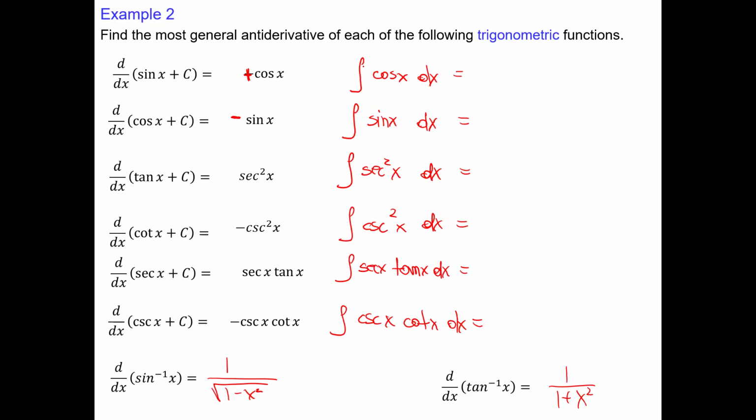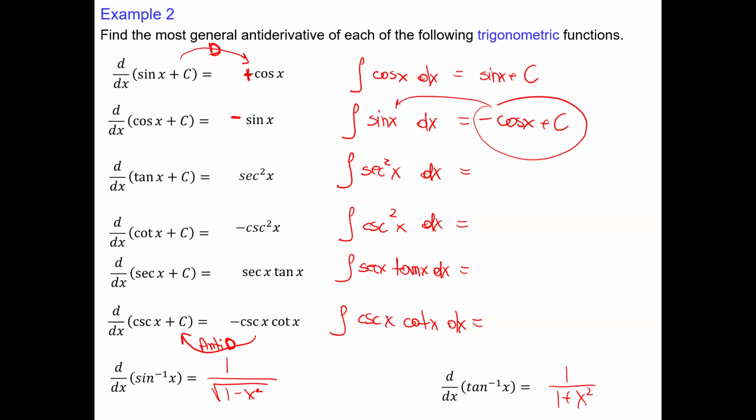Okay, we remember this is the differentiation process. Differentiation backwards is the anti-differentiation process. That means the derivative of sine of x is cosine of x. The antiderivative for cosine is just sine of x plus the constant. Now we have to be careful with the sign. The antiderivative for sine of x will be negative cosine of x, because the derivative of negative cosine of x plus the constant is sine of x.